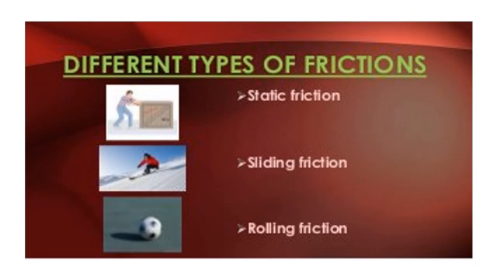Different types of friction. Now students, we will discuss different types of friction. Static friction, you can see here, sliding friction, rolling friction. There are different types of friction, like here static friction, in this picture sliding friction, and here rolling friction. So it means friction has different types.